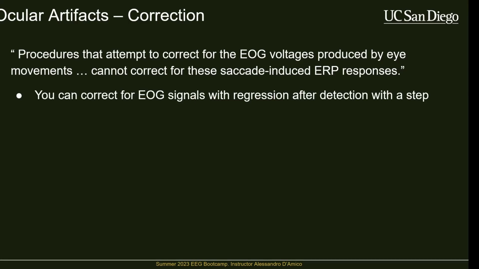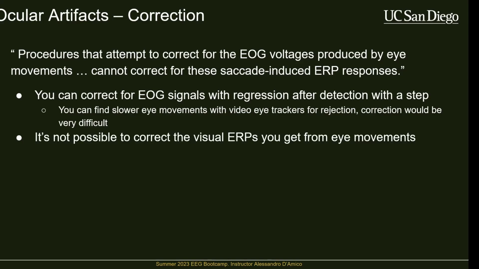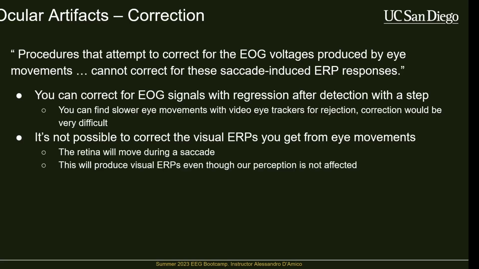So again, you can correct for EOG signals with regression after you detect the step. You can use the Gratton method for this. You can also find slower eye movement with video eye trackers, but correcting for this would be difficult. Although you could identify that the eyes are moving using non-electrophysiological tools, you're pretty much limited to just rejecting those trials and not correcting them. Again, it is not possible to correct the ERPs you get from the eye movements, but it is possible to correct for the eye movement activity.